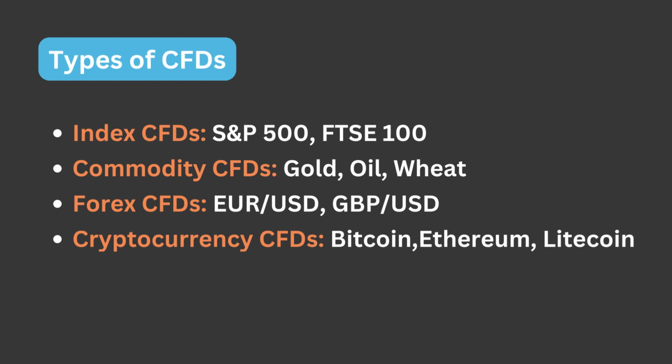Commodity CFDs. These are contracts for difference that enable traders to speculate on the price movements of commodities such as gold, oil, or wheat. Forex CFDs. These are contracts for difference that allow traders to speculate on the price movements of currency pairs, such as the EUR-USD or the GBP-USD. Cryptocurrency CFDs. These are CFDs that track the price movements of cryptocurrencies like Bitcoin, Ethereum, or Litecoin.